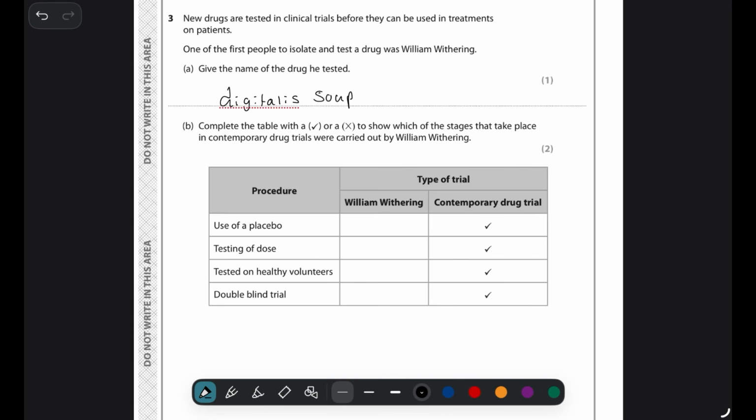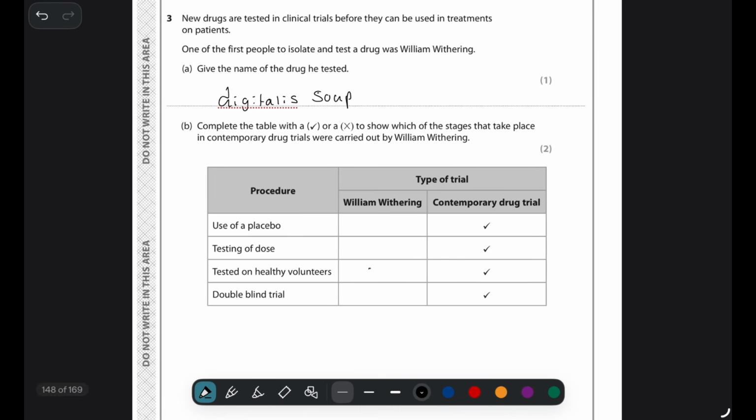And what you should also know is that he used it from Foxglove, right, as well. But he just gave them the digitalis soup. So he didn't use a placebo. He knew he was giving the digitalis soup. There wasn't really anything else that he did. So it wasn't double blind. And he only did it on the people that were ill. So wasn't tested on healthy volunteers, not double blind, not placebo.